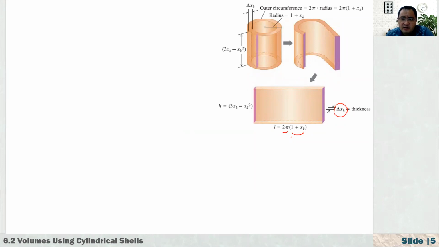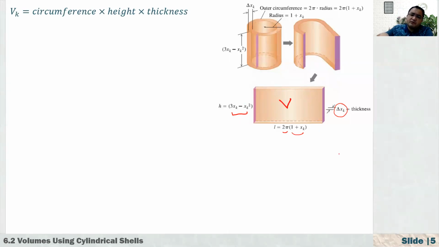And how about the height? Height is the value of the function at that point, right? Because our function is 3x minus x squared. The value of the function gives the height of the cylinder. And after that, we know how to find the volume, right? What is the volume of this one? The volume of this slab is equal to length times width times height. And what is the length here? Length is the circumference of the base circle because it is obtained by revolving about that line.